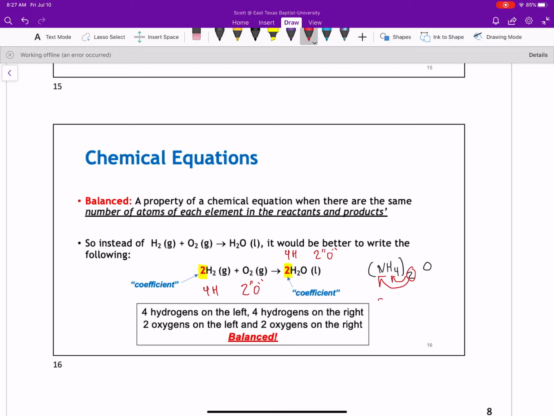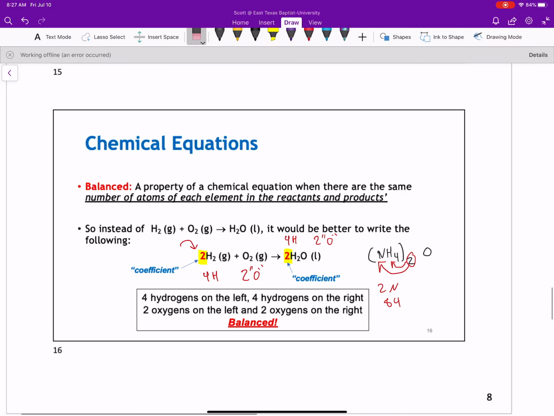So really that would represent 2 nitrogens and 8 hydrogens. Or in a similar way, that's what the coefficient does. It multiplies that number by every atom within that molecular compound, or molecular element, however you want to say it, whatever its identity is. But there are also some laws that govern how you balance chemical equations. So here's what you cannot do.